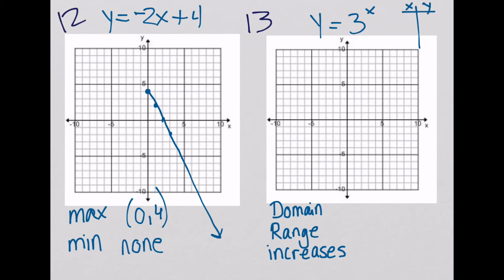X, y. Hey, what if x equals 0? 3 to the 0 power? Oh yeah, the elephant foot smashes it flat. It's a 1. Boom. What if x equals 1? 3 to the first power is 3, over 1 up 3. What if x equals 2? 3 to the second power is 9. Oh yeah, this is an exponential curve that has an asymptote, and then it keeps getting bigger and bigger and bigger forever. That's the graph of that.